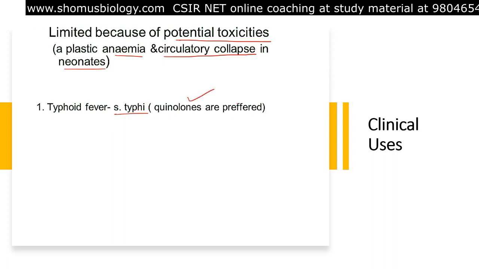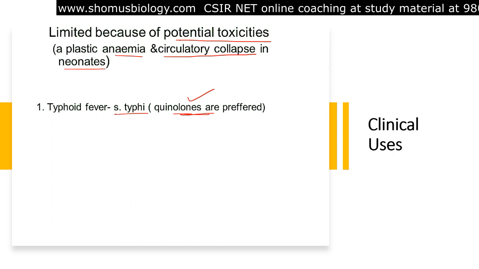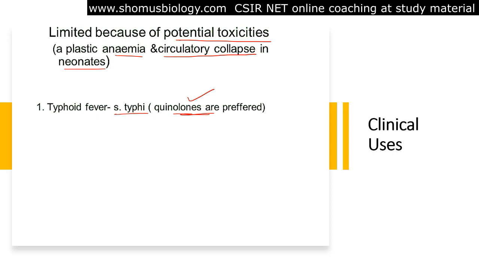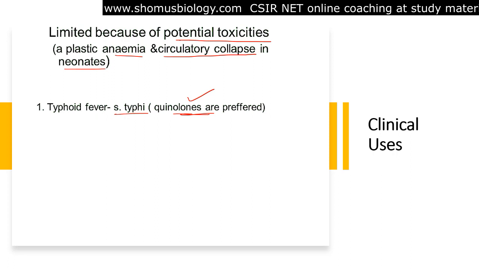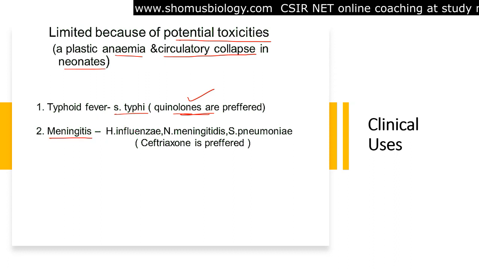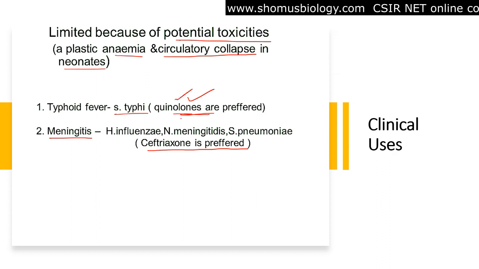We can use quinolones. Even in the case of typhoid fever, quinolones are preferred over chloramphenicol because of the toxicity. Then meningitis is a situation where you can use it, but particularly ceftriaxone is preferred over chloramphenicol again. So if ceftriaxone is resistant, then we use chloramphenicol, and in case of typhoid fever, if quinolones are resistant, then we move to the last resort, and that is chloramphenicol.